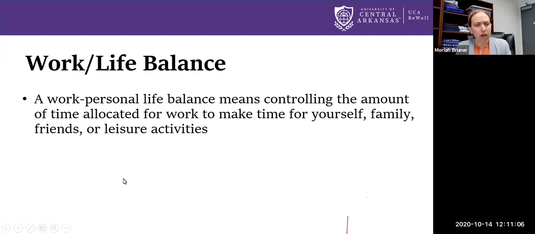So for this session, I really like this definition. A work-personal life balance means controlling the amount of time allocated for work to make time for yourself, family, friends, or leisure activities. And I'll say I really like this definition because it includes a really important word, and that's control. So I want to talk a little bit more about control and how to build self-efficacy as it relates to achieving work-life balance.